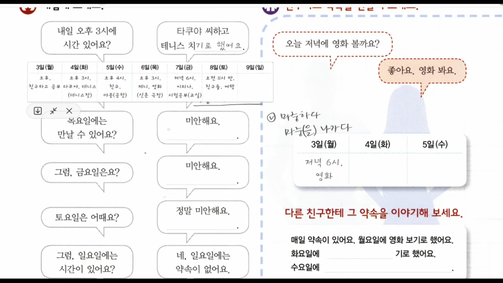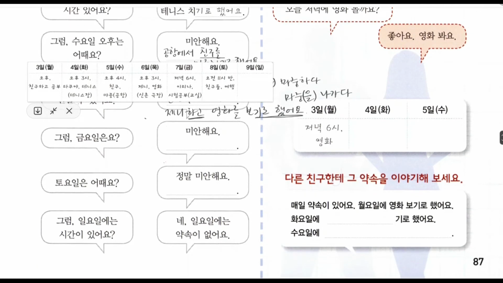미안해요. 신촌극장에서 제니하고 영화를 보다, and then we have to change it to I decided to, 보기로 했어요. 미안해요. 신촌극장에서 제니하고 영화를 보기로 했어요. 자, 그럼 금요일은 how about Friday? Friday 여기 있네요.